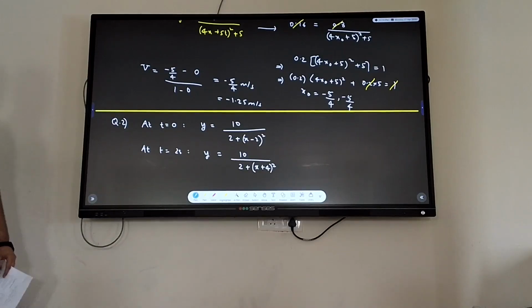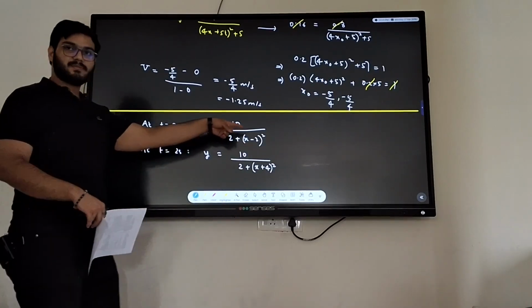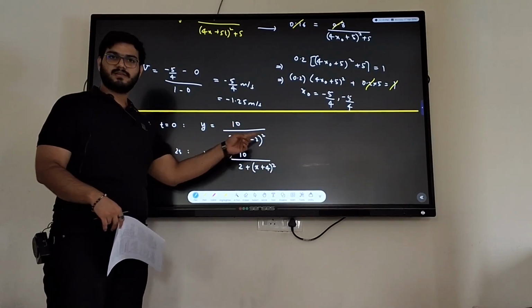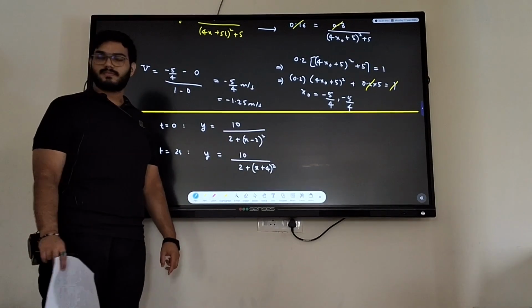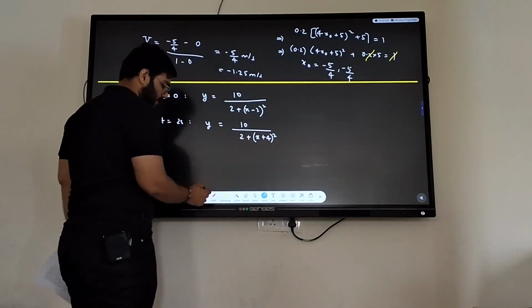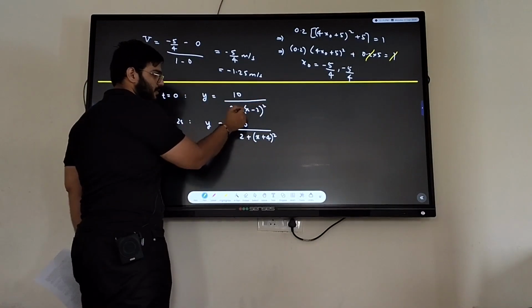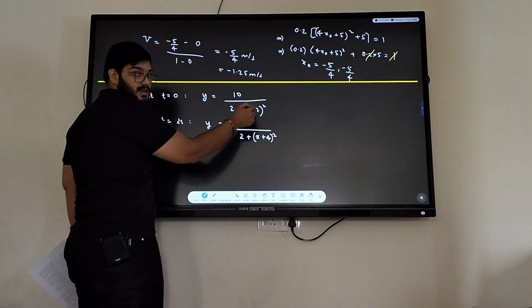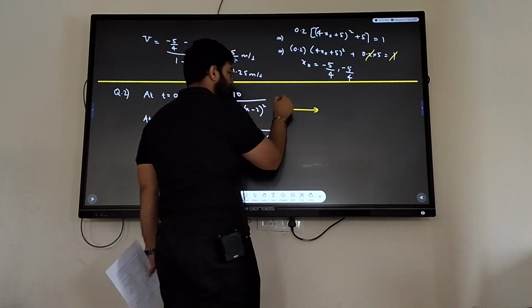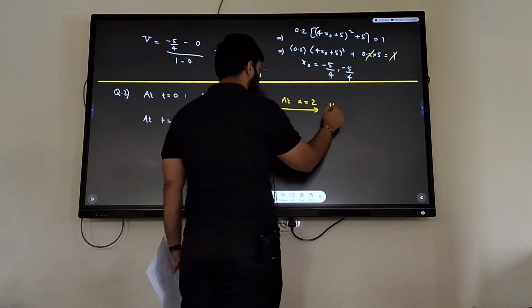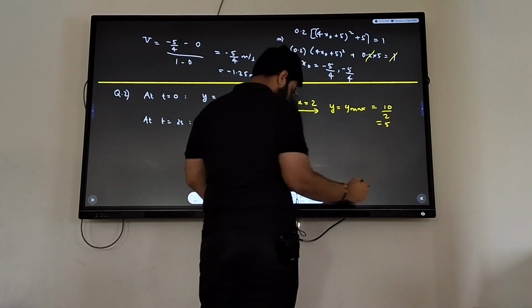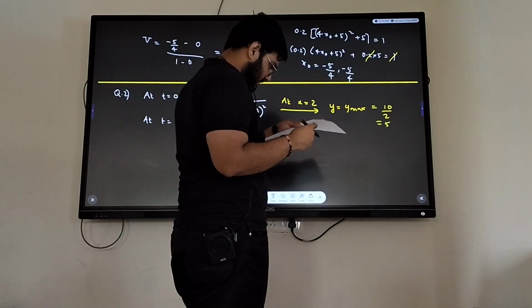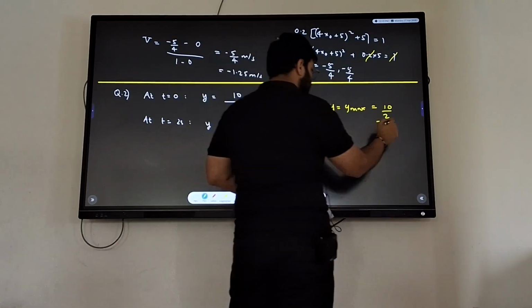Find the wave velocity. We will use our tracking the peak method. Where is my peak situated? Can somebody tell me the peak value just by looking at it? The peak value: this y will be y max when this is going to 0. And where will this go to 0? At x equal to 2. So at x equal to 2, this y becomes y max, which is 10 by 2, that's 5. And that's 5 millimeter, y is in millimeter.